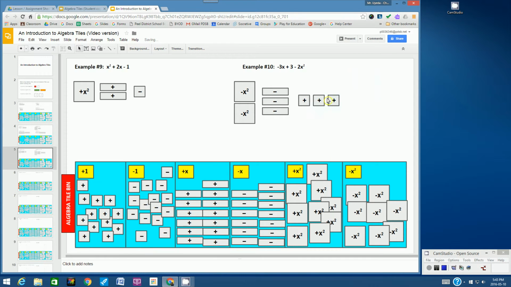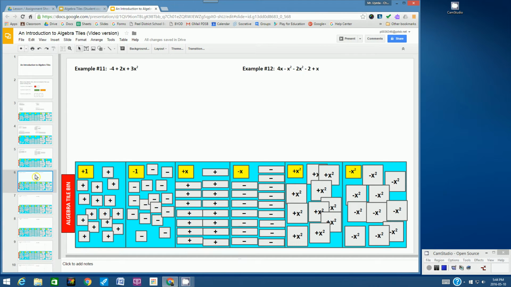Okay, so that's this diagram completed. We have the x squareds first, then the x's, then the integers. Even if they didn't appear that way in the question, that's how you have to organize them in your answer. Okay, let's go to slide 6.